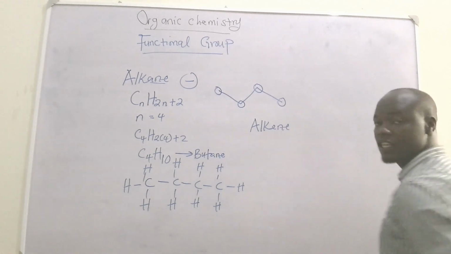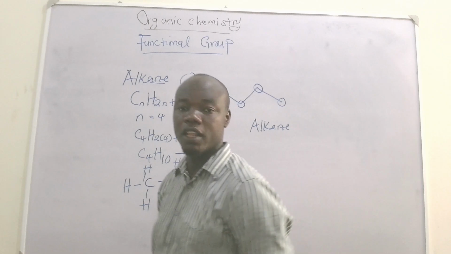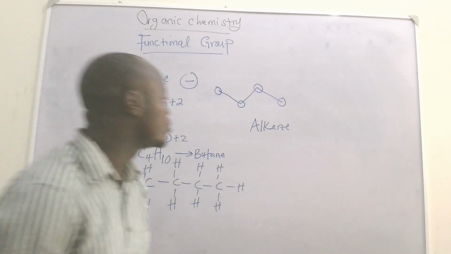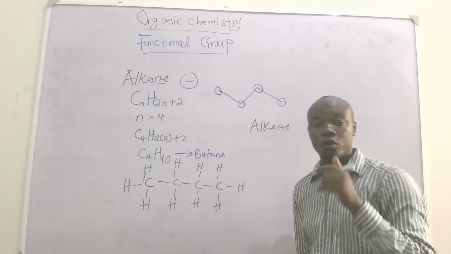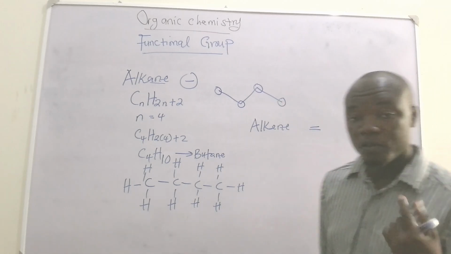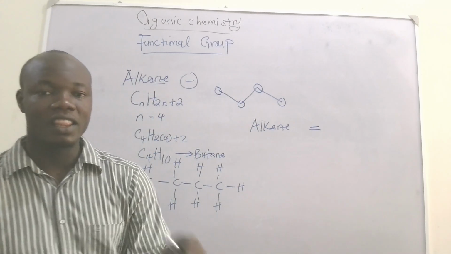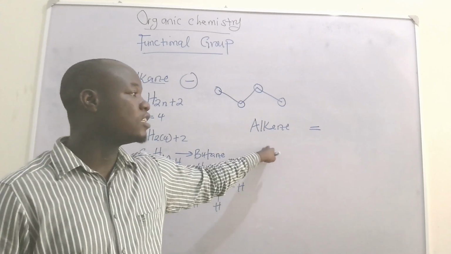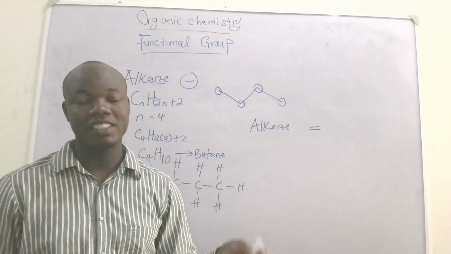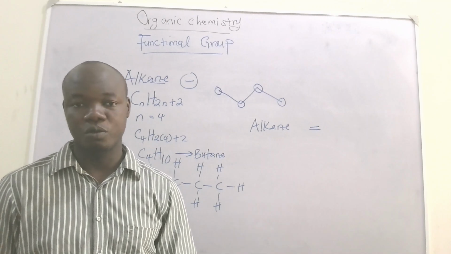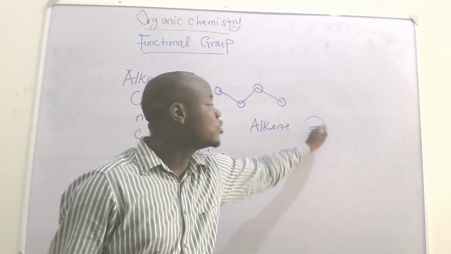Alkenes also have a functional group. In the case of alkenes, the functional group is the double bond. In alkenes, we find at least one double bond, or two double bonds. Alkenes are always recognized based on the presence of a double bond.